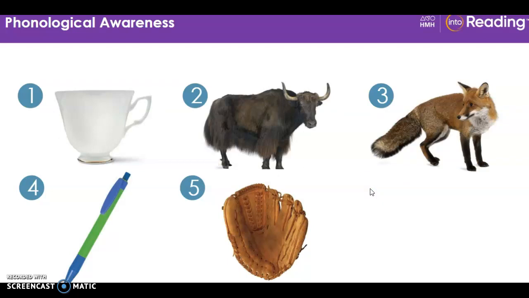First we blended chunks to say words. Now we're going to blend individual sounds to say words. I will say all the sounds in a word, and you will blend the sounds to say the word. Listen as I do the first one. M, e, t. When I blend m, e, t, I say the word met. Are you ready? Listen. P, a, d. B, a, x.